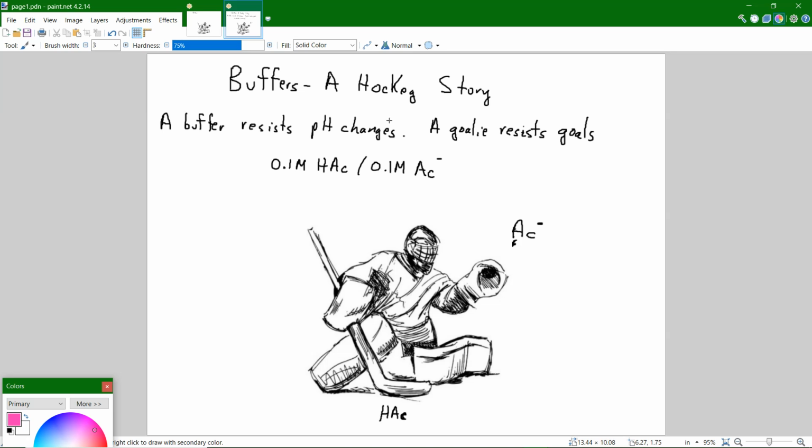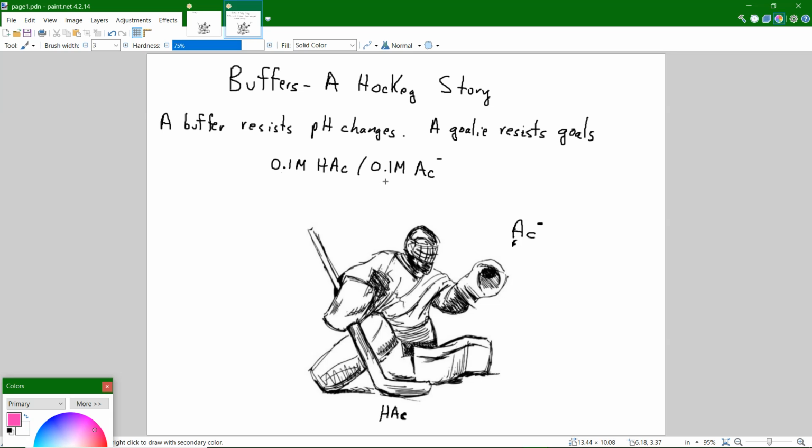So just as buffers resist pH changes, a hockey goalie resists goals, especially against him or her. So we have a picture of a goalie here. We have a typical buffer system made up of acetic acid. I shorten it to HAc, where the Ac refers to the acetate, CH3COO-, and the H plus attached to it. We'll prepare it at 0.1 moles per liter.